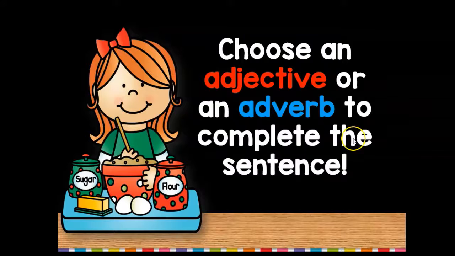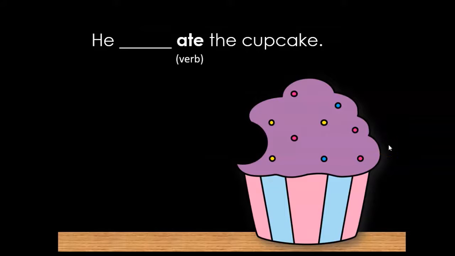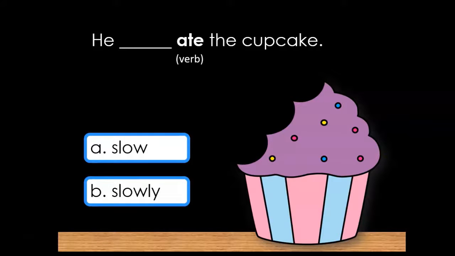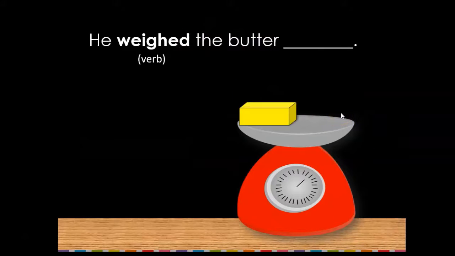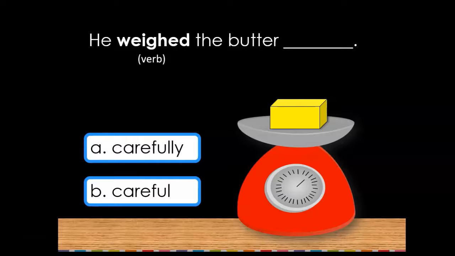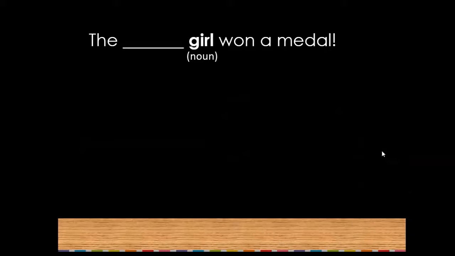All right, so now let's choose an adjective or an adverb to complete the sentence. All right, he ate the cupcake. All right, did he slow ate the cupcake, or he slowly ate the cupcake? Slowly ate the cupcake, right? Awesome. All right, he weighed the butter carefully or careful? Carefully. Yes, he weighed the butter carefully. Carefully describes a verb.